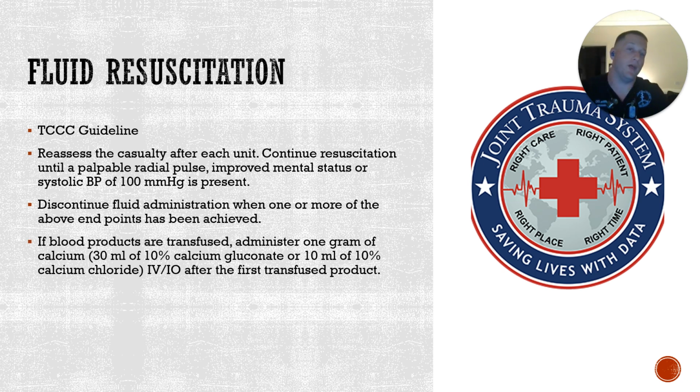If you give them blood, give them calcium. I think this is written a little weird, and we're going to talk about this later, but if blood products are transfused, administer 1 gram of calcium. Okay? This is the important phrase, 1 gram of calcium, which is 30 milliliters of calcium gluconate, or 10 milliliters of calcium chloride. They're both 10%. Why is this different? Well, we'll talk about that in a little bit. But calcium gluconate is 30 mLs, calcium chloride is 10 mLs. We'll talk about that.